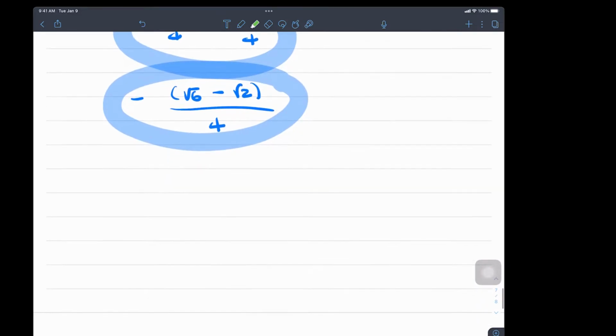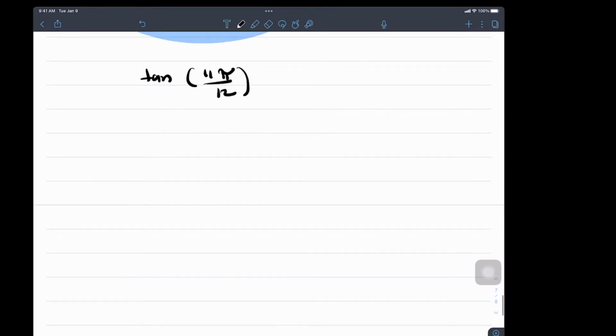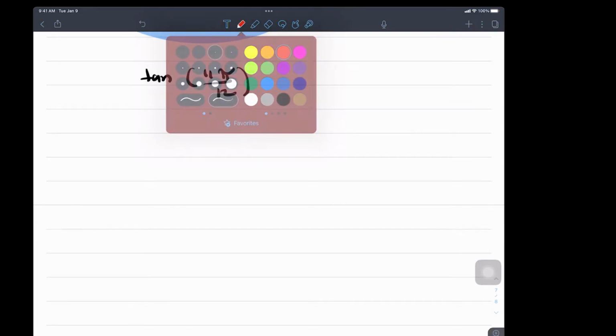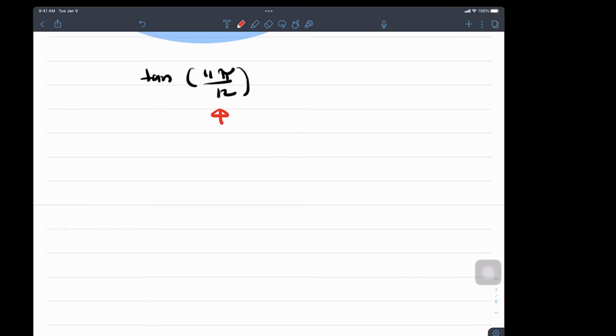Okay, and then just to kind of, what if they gave you tangent of 11 pi over 12 here? Okay. Now, sometimes for radian measure, students get a little what? It gets a little more difficult for people with radian measure, in my opinion. And you say, well, why is that? Well, you could use sum or difference.